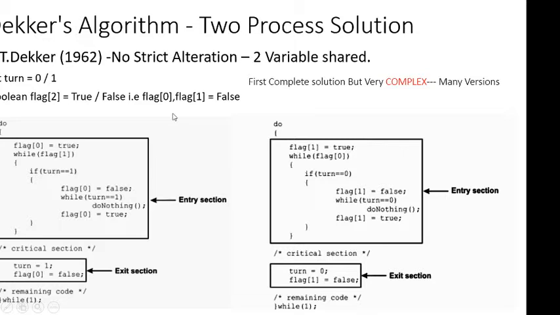Okay, our flag 1 is true, process 1 is already in its critical section, and process 0 wants to go into its critical section. Yes, process 0 wants to enter its critical section, but process 1 is already there. So flag 1 is already true. So let's see what happens.